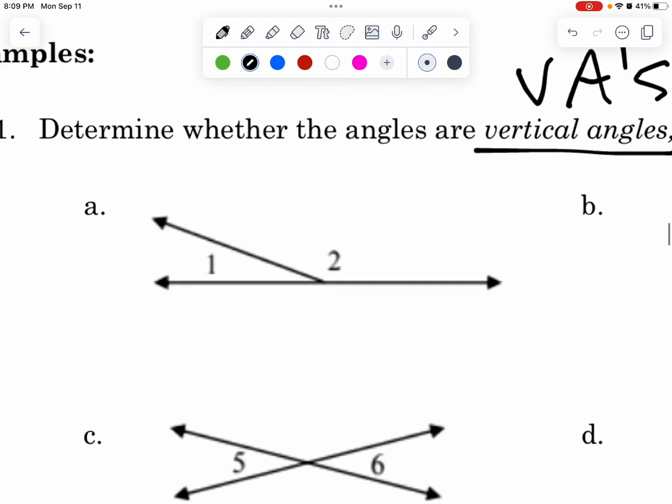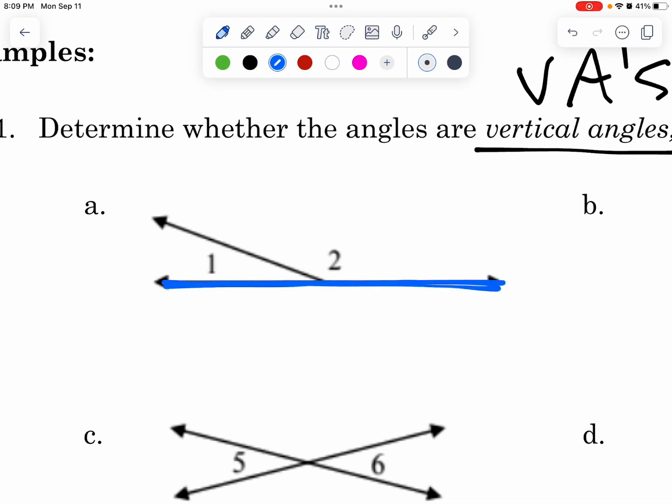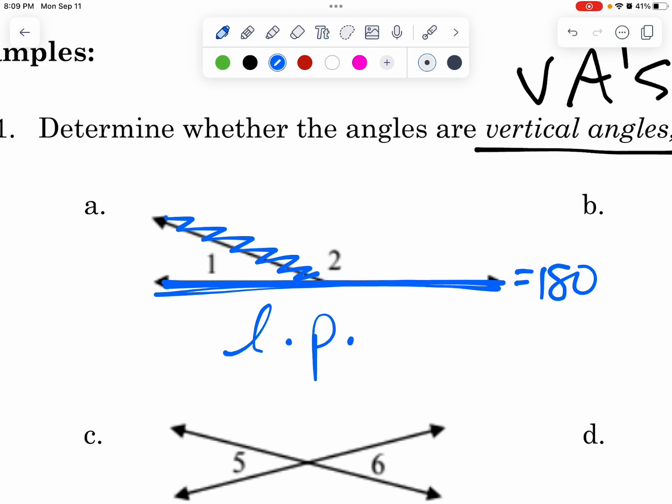Number 1. I am seeing two angles that come together to form a straight line. Do you see it? They are sharing this ray right here, which means they are adjacent. When you smush them together, we have a straight line, which adds up to 180 degrees. That means that this pair is a linear pair.